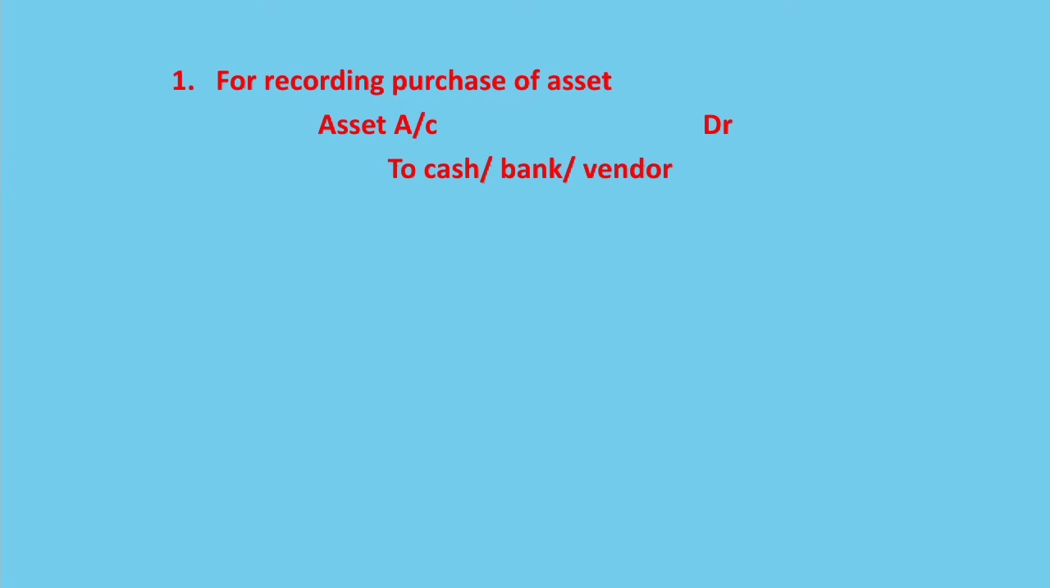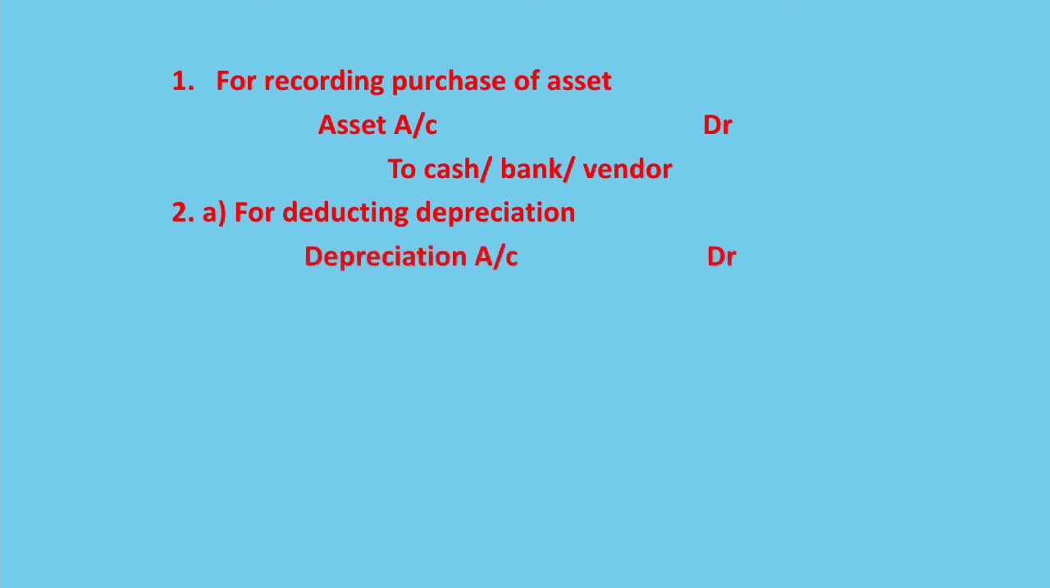Then, at the end of every accounting period, we have to record depreciation. For deducting depreciation from the asset account, because in this method we are charging depreciation directly to the asset account. Depreciation is a non-cash expense, so we can debit depreciation account. And because of depreciation, the value of the asset decreased. Asset decreased, so we can credit asset account. Then the entry: depreciation account debtor to asset account with the amount of depreciation.